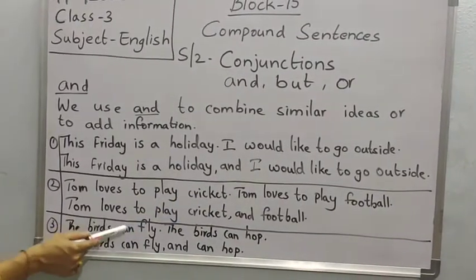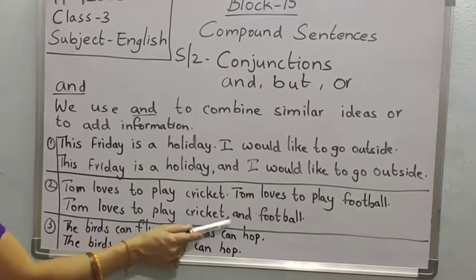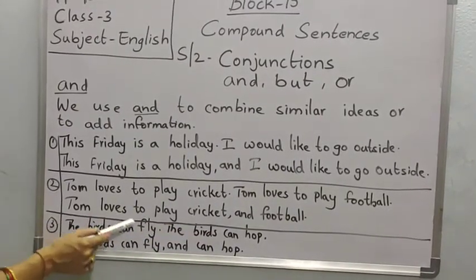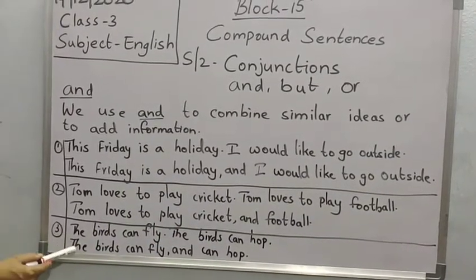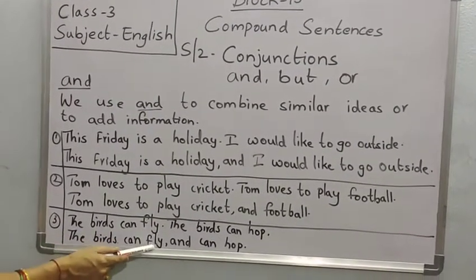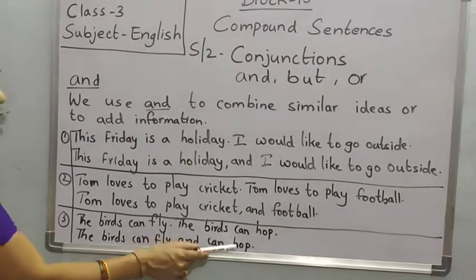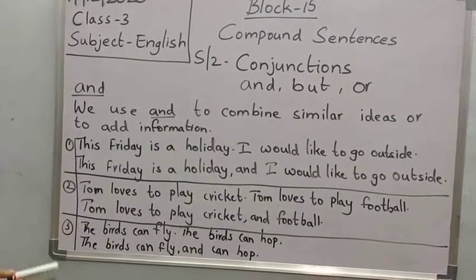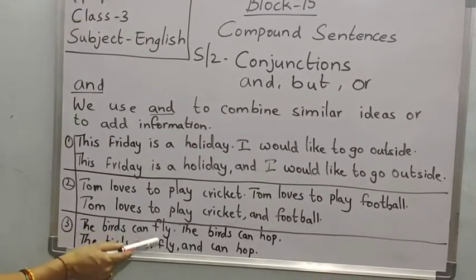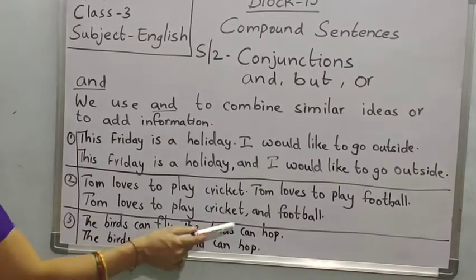See, the birds can fly. The birds can hop. Here, how do we use and? The birds can fly, comma, and can hop. See, we are adding more information. The birds can fly, comma, and can hop.